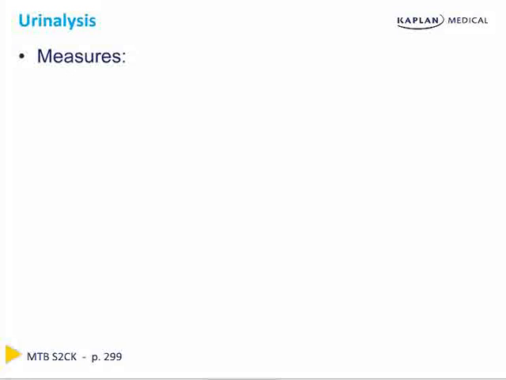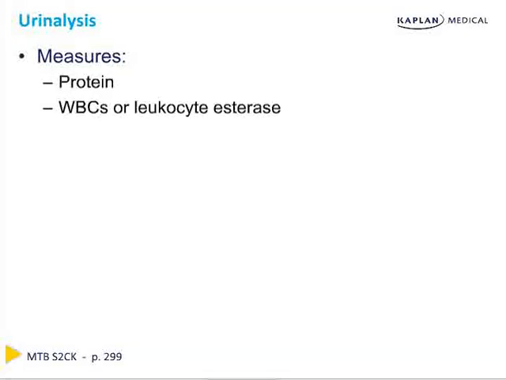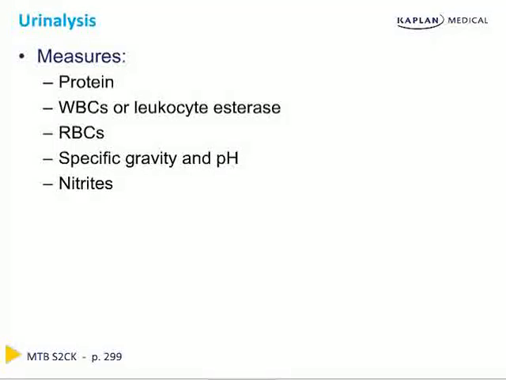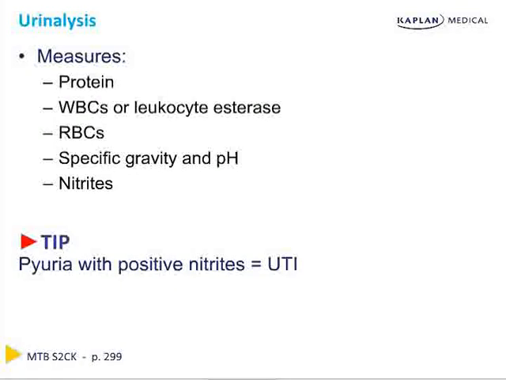Urinalysis gives you information about protein, white and red cells, specific gravity, pH, and the presence of nitrites in the urine. Remember for the exam the key urinalysis findings of a urinary tract infection: 1, the presence of pyuria, which is either seen as many white blood cells on microscopic analysis or a positive leukocyte esterase on the dipstick, plus the presence of positive nitrites on a dipstick.